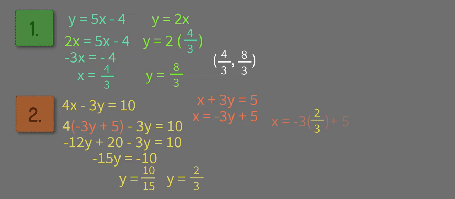x equals negative 3 times 2/3 plus 5, which equals negative 6/3 plus 5, which equals negative 2 plus 5, which equals 3. So our solution to the system of equations 4x minus 3y equals 10 and x plus 3y equals 5 is (3, 2/3). And again, verify by plugging in and substituting into both equations to verify that they're true, and/or graph to verify algebraically.